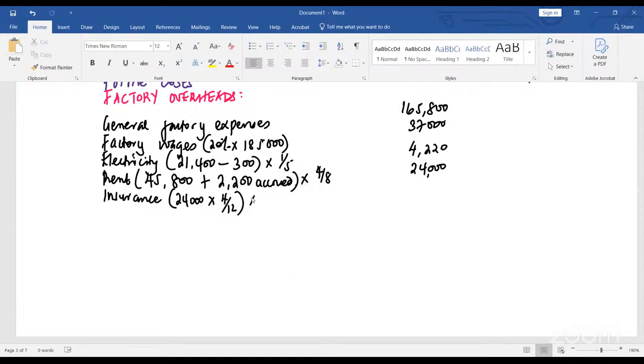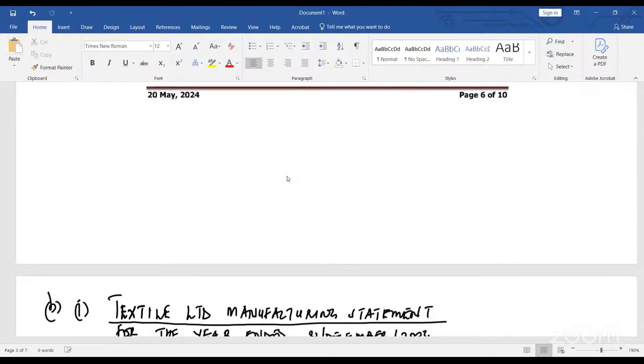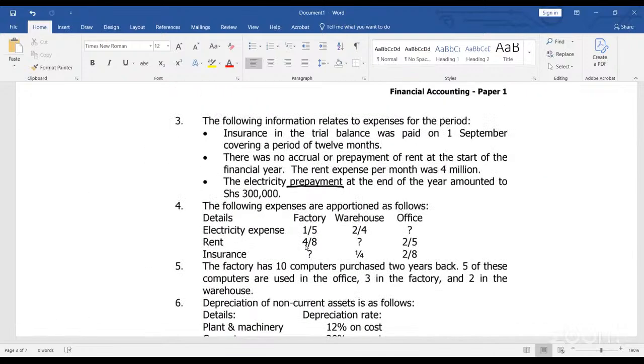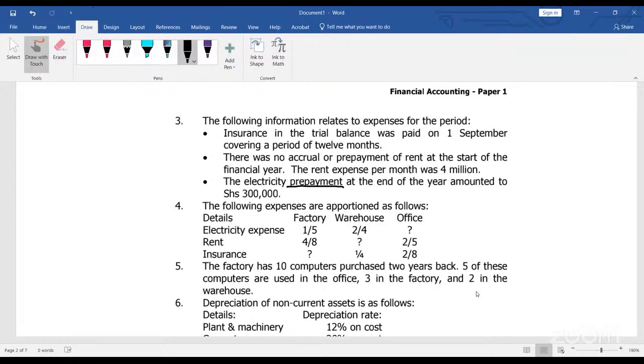Then in the factory, what do we take? Now there is a question mark there. There is a question mark on the factory under insurance. And what does that mean? It means that it's you to find out the missing fraction here. When you add all these fractions, they should be giving you a total of 1.